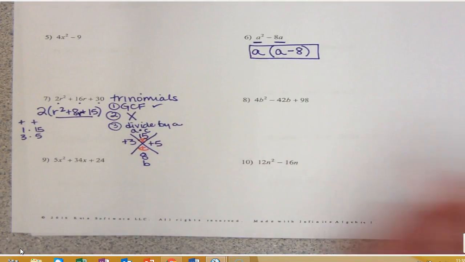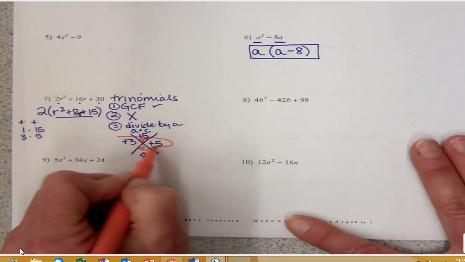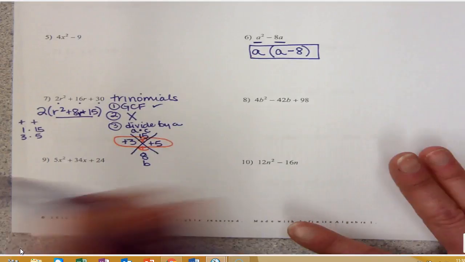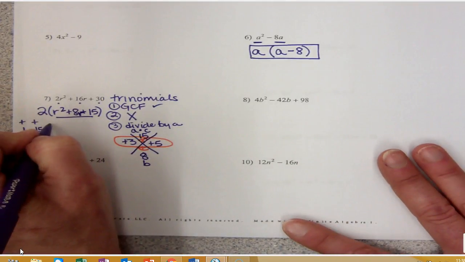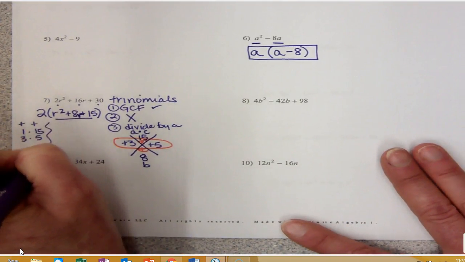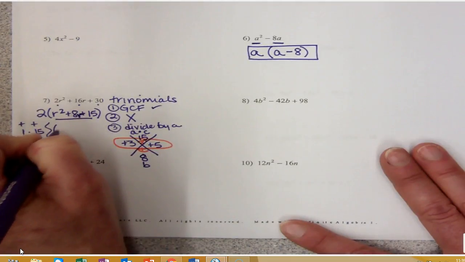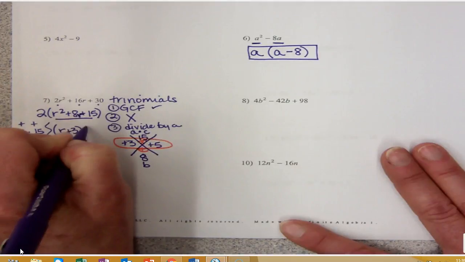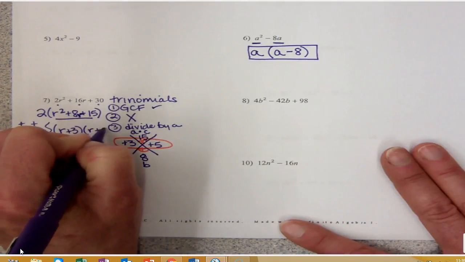So I'm going to take these two factors and add them to X, or R, I guess. You guys know me, I always pick X. So r plus 3, r plus 5.